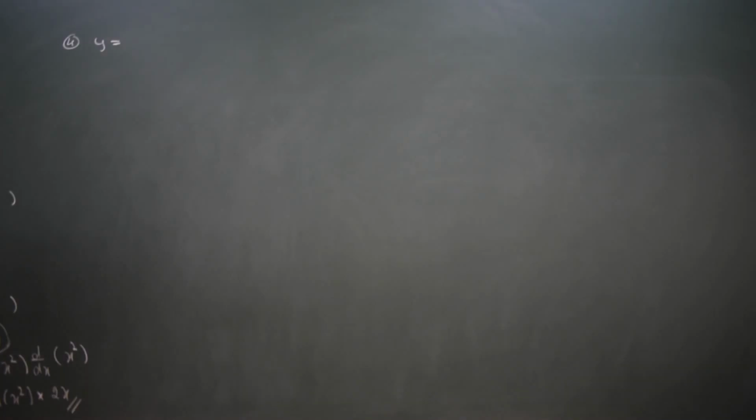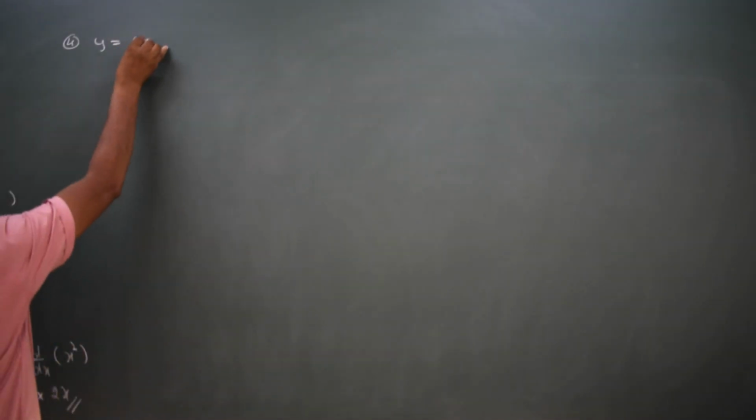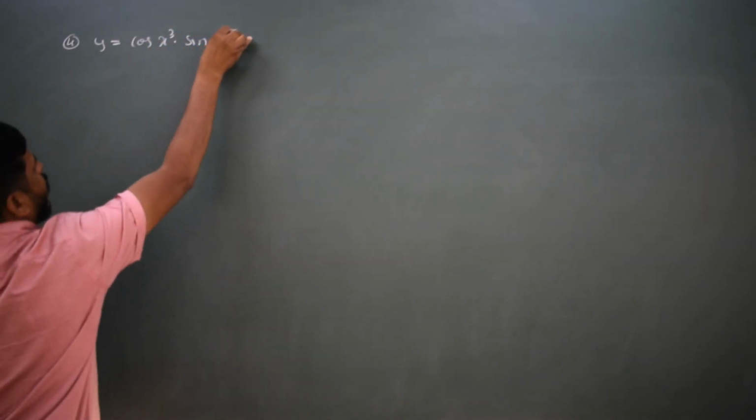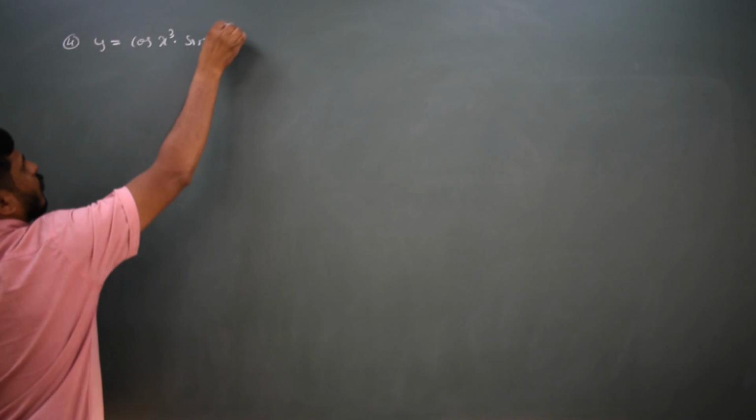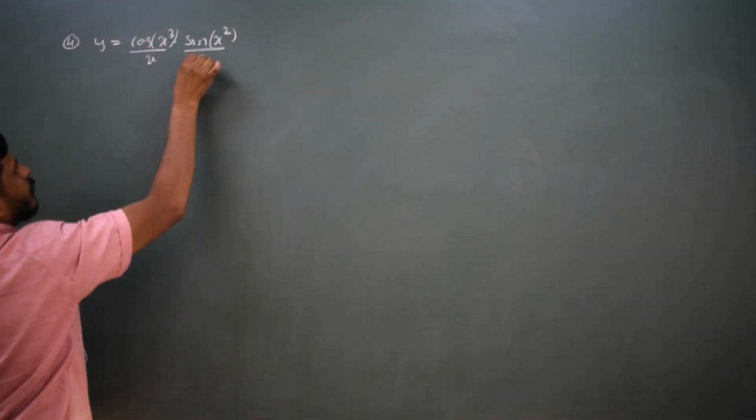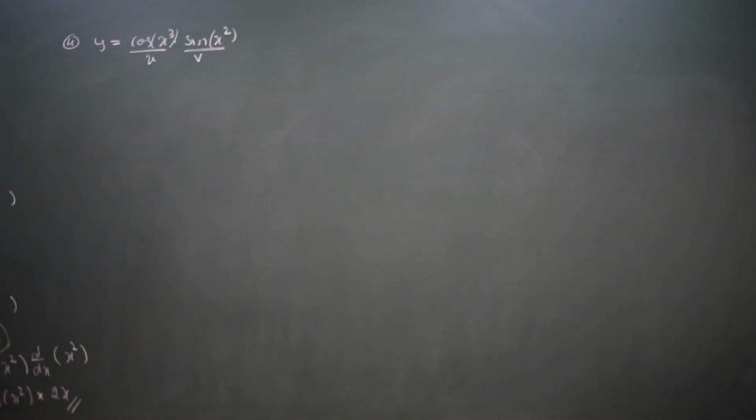y is equal to cos x cube into sine x square. Here both rules are involved, one is the chain rule, the other one is the product rule. This is u, this is v. U into v rule. What is the product rule? First apply the rule, afterwards you can differentiate. Just apply the u into v rule.